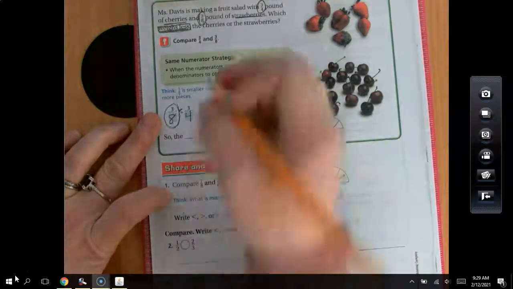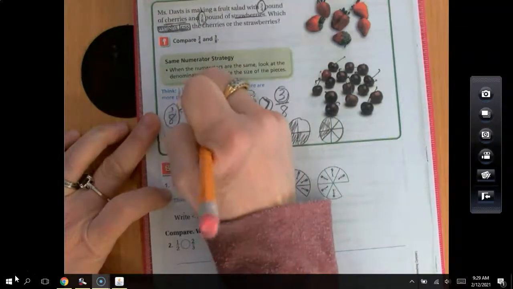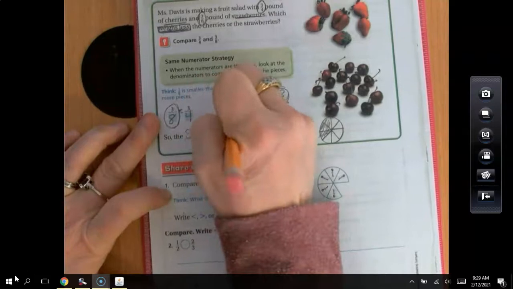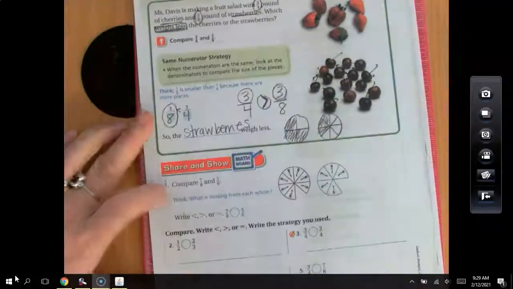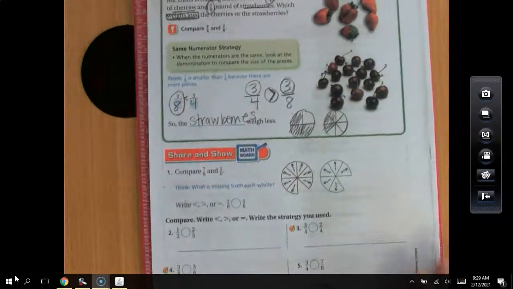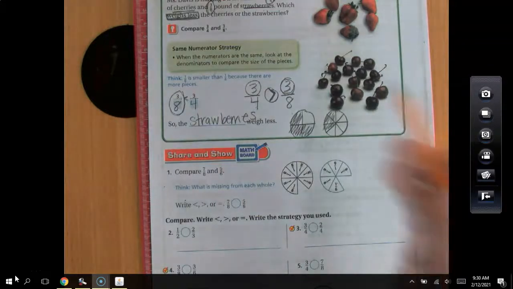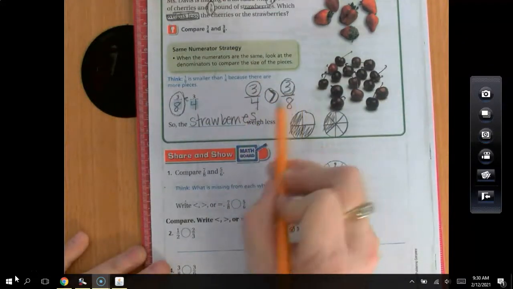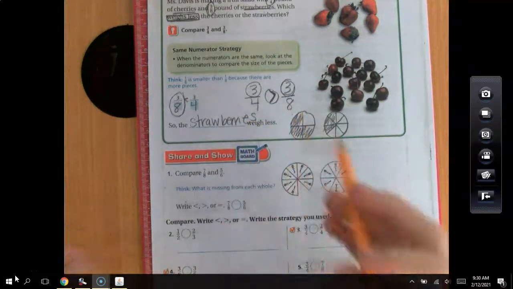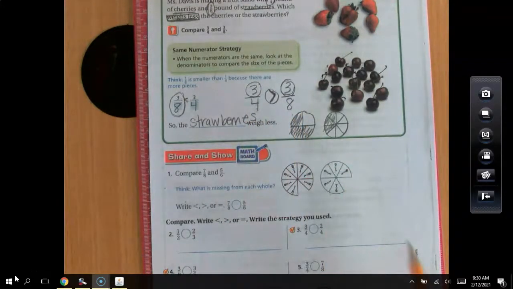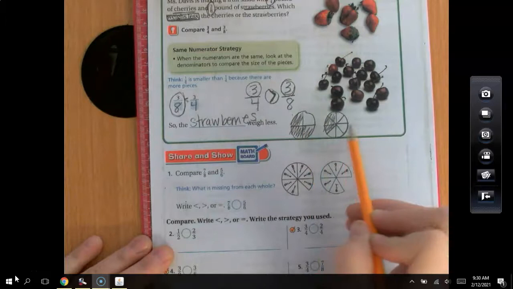Strawberries, exactly. So you should write strawberries. Go ahead and write strawberries. So the strawberries weigh less. Okay? So if the denominators are the same, you think normal. You look at those numerators and you think normal. If my numerators are the same, you have to look at your denominators and think opposite. Or again, you could draw a picture to decide.